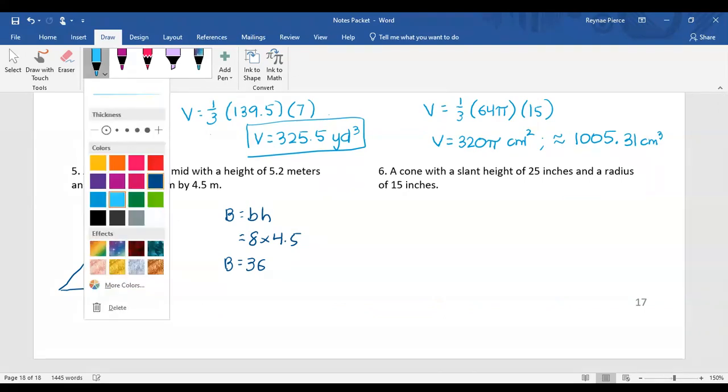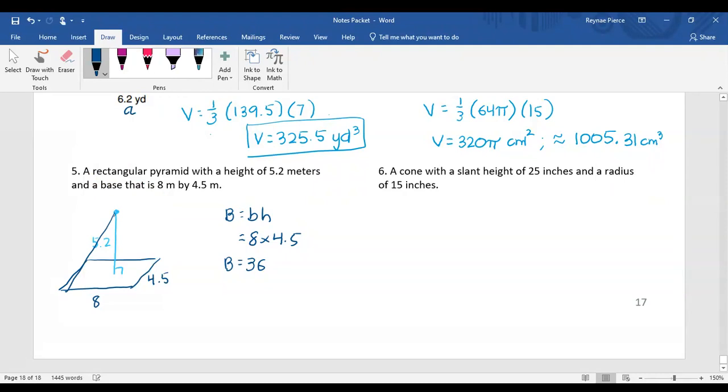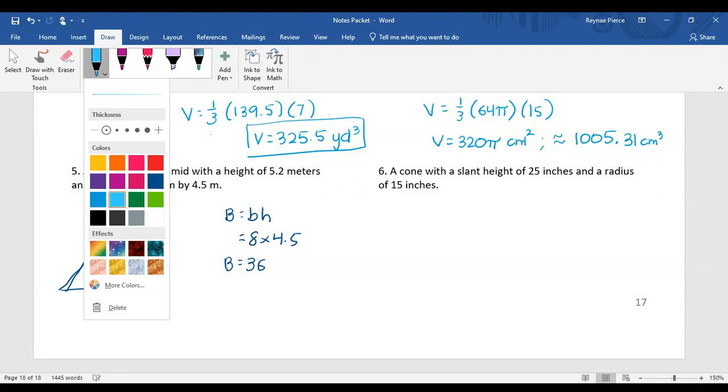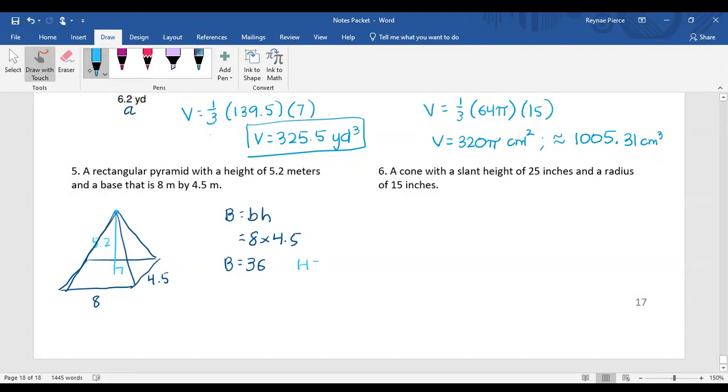So here's the rest of our pyramid. But again, it straight up told us the height is 5.2. And we now are going to take 1/3 times the area of the base times the height for a volume of 62.4 cubic meters.